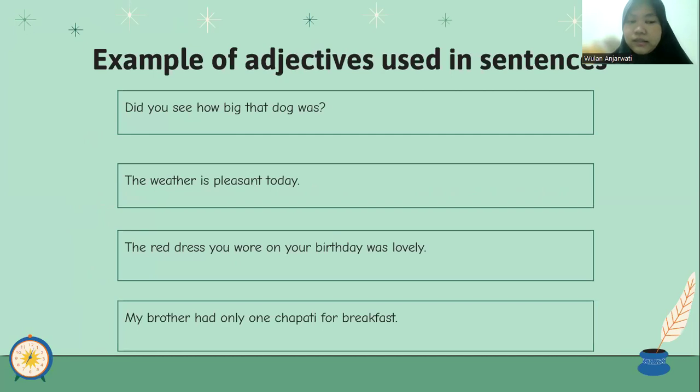And next, these are examples for adjectives. Like, did you see how big the dog was? And the weather is pleasant today. And the red dress you wore on your birthday was lovely. My brother had only one chapati for breakfast.